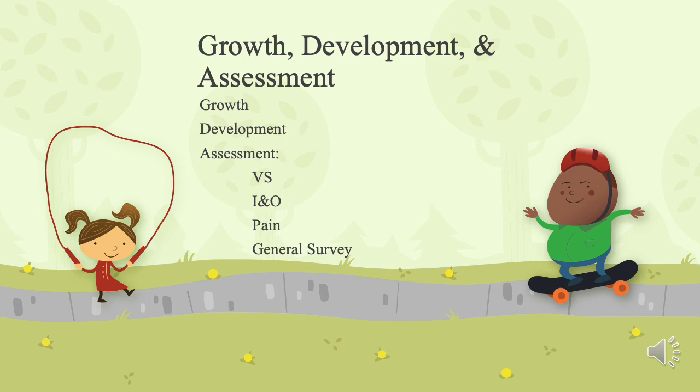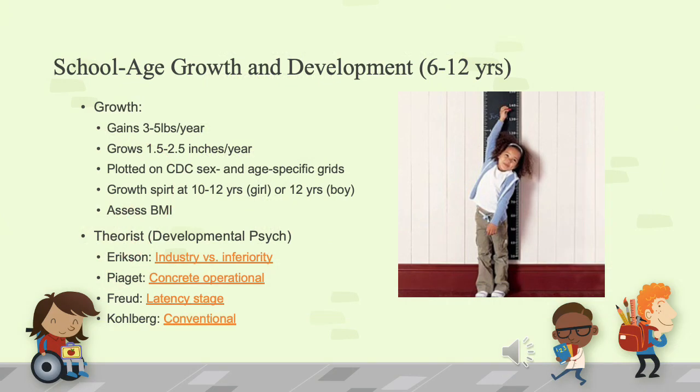As you can see, the assessment includes vital signs, intake and output, pain assessment, and a general survey. The child between age 6 to 12 will typically gain about 3 to 5 pounds a year, and they're going to grow in height typically 1.5 to 2.5 inches each year.